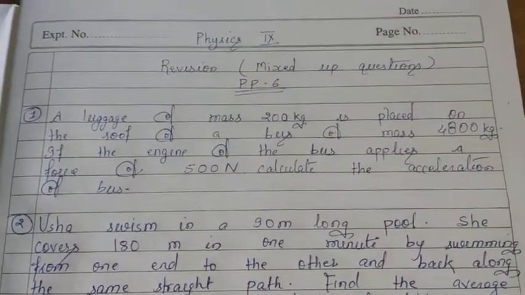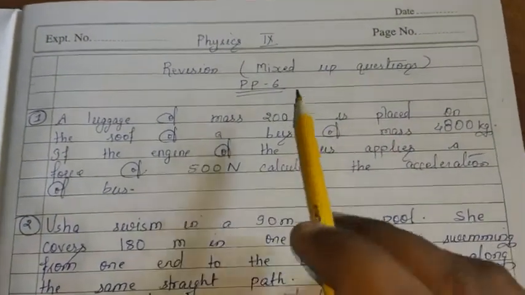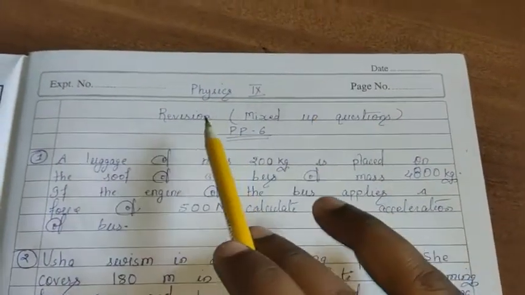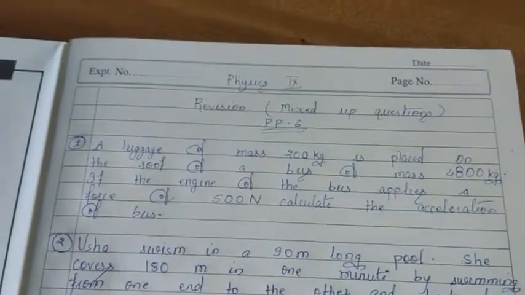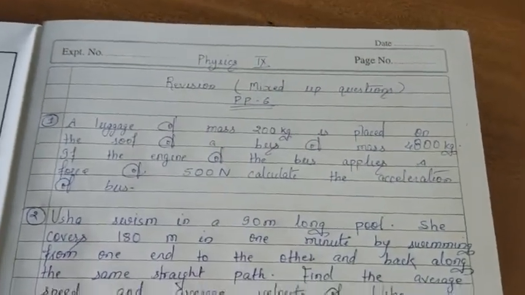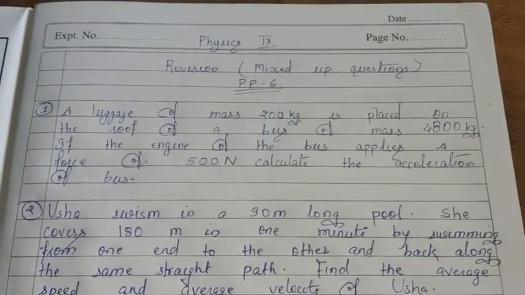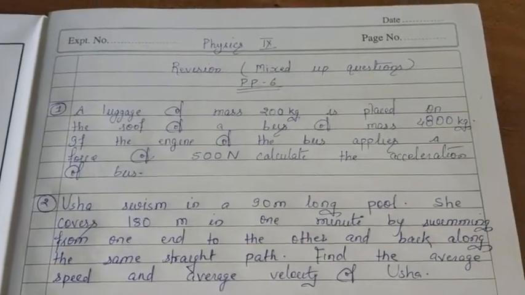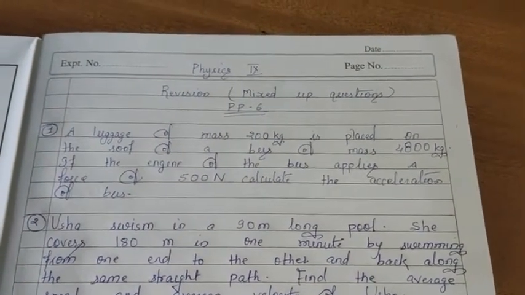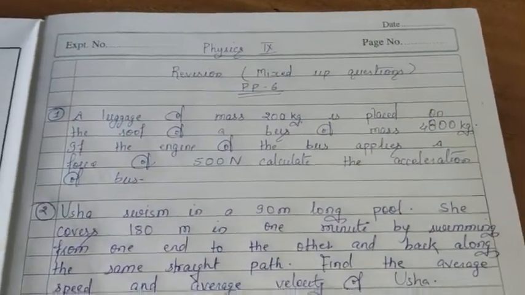Dear students, this is the sixth practice paper based on the mixed up questions, that is revision mixed up questions for physics for class 9th. And in these questions I have given a total of 5 questions. All are numericals, belonging to all the chapters from the taught portions.